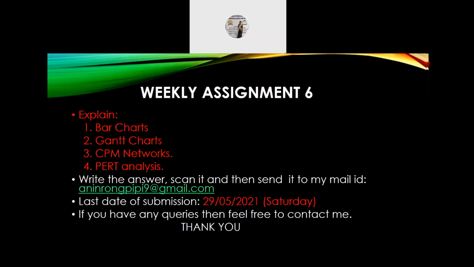So this is your weekly assignment 6. We have to explain bar charts, Gantt charts, CPM networks, and PERT analysis. The last date of submission is given here.